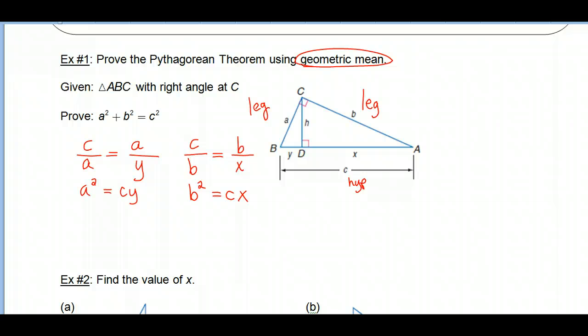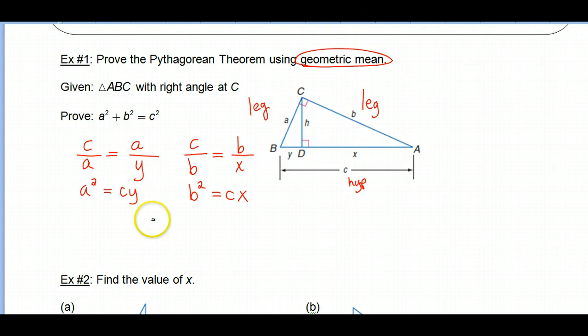Yes, and that's actually what we're going to do in the next step. So we want to take these two results and put them together. Remember, what do we want to end up with? We want to end up with a squared plus b squared equals c squared. So, can I add two equations together?